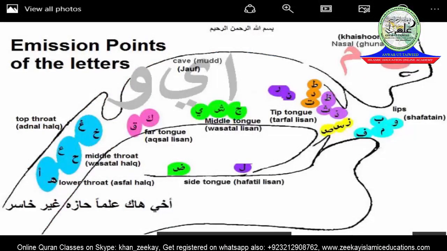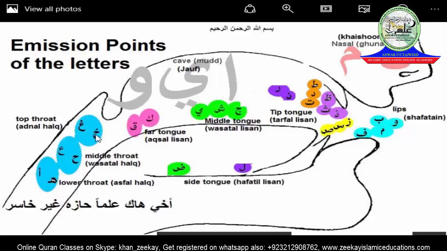In the previous class, we learned about the origins of some letters. The conclusion of that lesson was that we learned about the origin Jawf, Jawful Fam, the cave, and that Alif, Ya, and Waw are produced from this origin. The next origin was the throat, and it had three parts: top throat, lower throat, and middle throat.